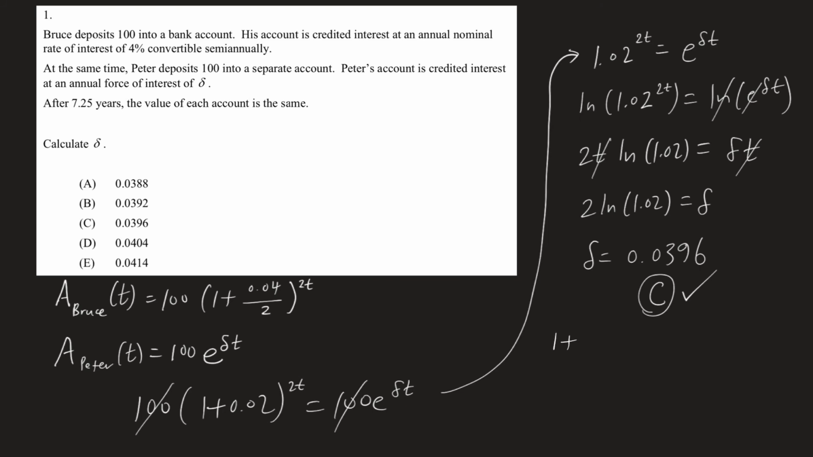Bruce would have gotten this much interest at the end of 1 year, and Peter would have gotten this much, e to the delta. And here simply you can take ln of both sides, as I've done previously.